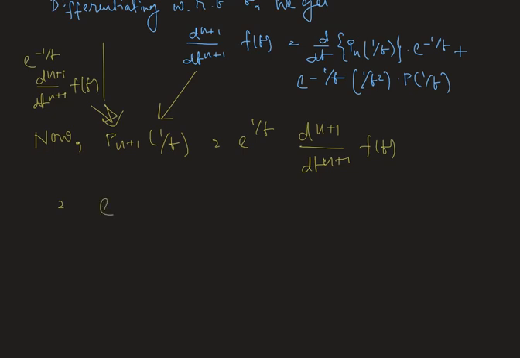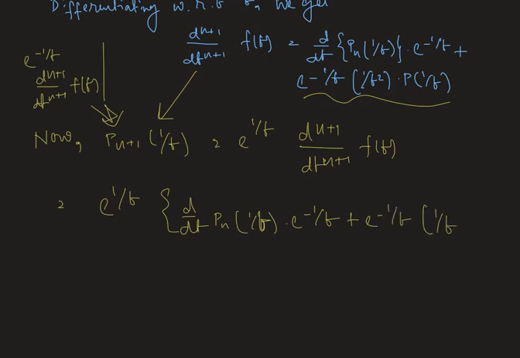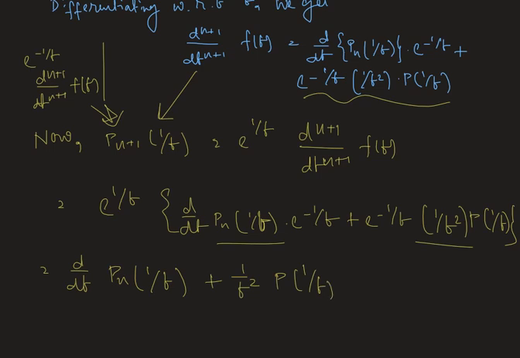Okay, now we already have the value of d^(n+1)/dt^(n+1) f(t), which is d/dt Pn(1/t) multiplied by e to the power minus 1 by t, plus e to the power minus 1 by t times 1 by t square Pn(1/t). Now if we multiply each of these terms with e to the power 1 by t, we get d/dt Pn(1/t) plus 1 by t square Pn(1/t).